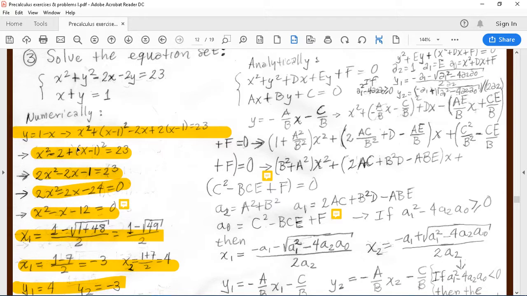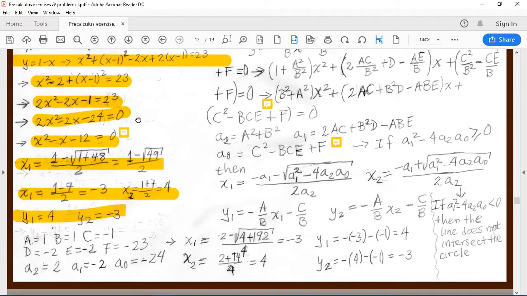And we have then that expanding this expression here, we know that x minus 1 squared equals x squared minus 2x plus 1. So we have x squared plus x squared is 2x squared minus 2x, and we have minus 2 plus 1 is minus 1. So we have 2x squared minus 2x minus 1 equals 23, and we have 2x squared minus 2x minus 24 equals 0, which equals x squared minus x minus 12 equals 0.